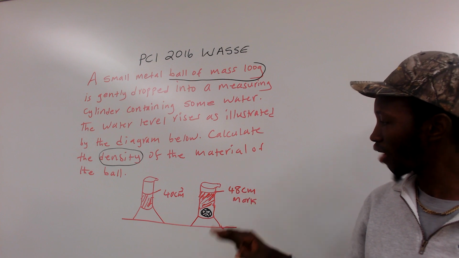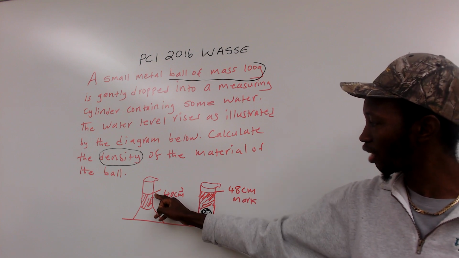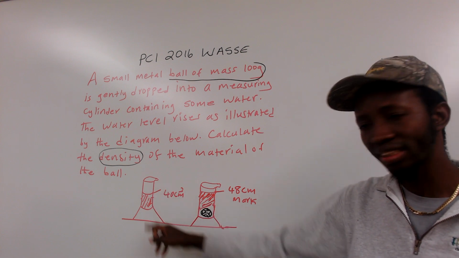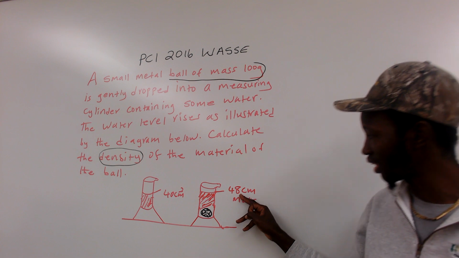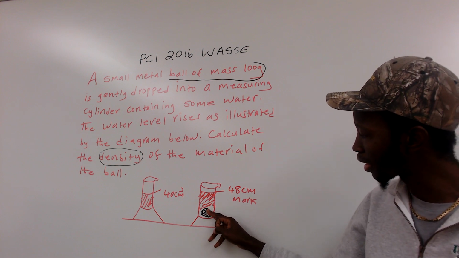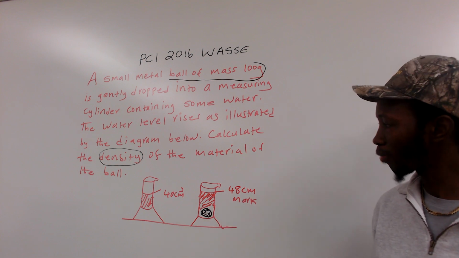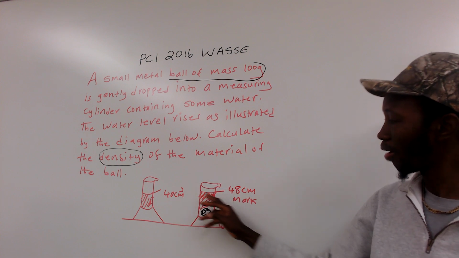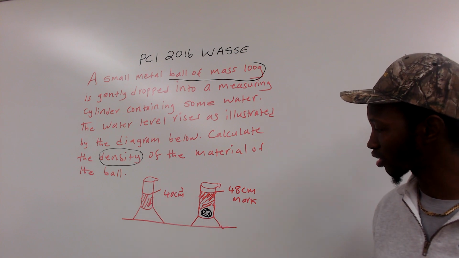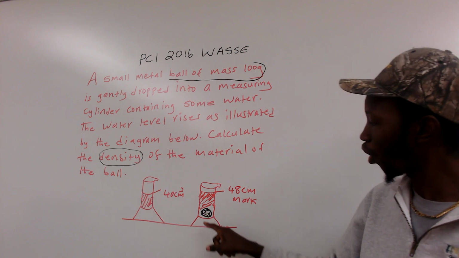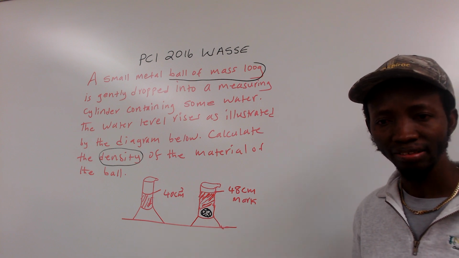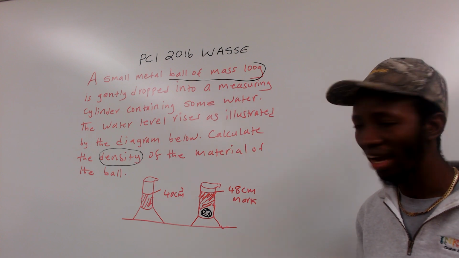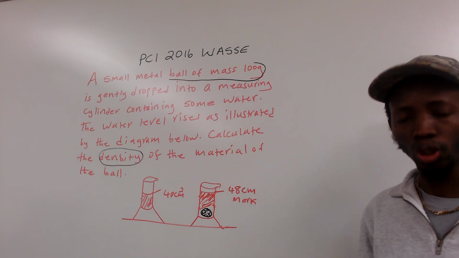Since the initial volume was 40 centimeters cube, when the ball is dropped inside it increases to 48. So what's the volume of the ball? We subtract the initial volume, 40, from the final volume, 48. That will give you the volume of this material. After we have the volume, we can easily move on to find its density. This is a straightforward question.